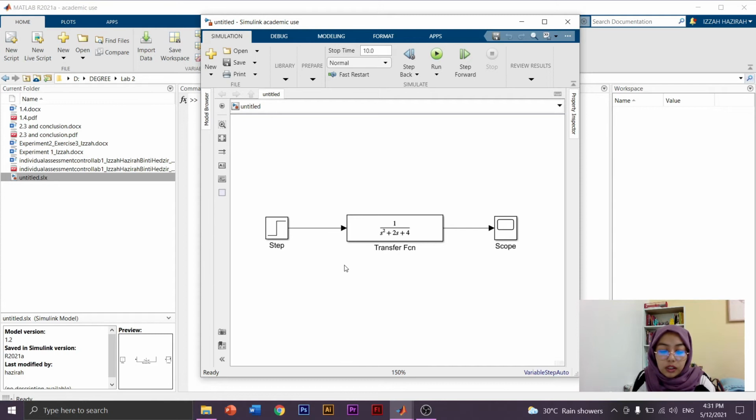Overshoot is percentage overshoot relative to Y final. And undershoot is about a percentage undershoot. And lastly, peak. Peak is the peak absolute value of Y(t). So that's all from me.